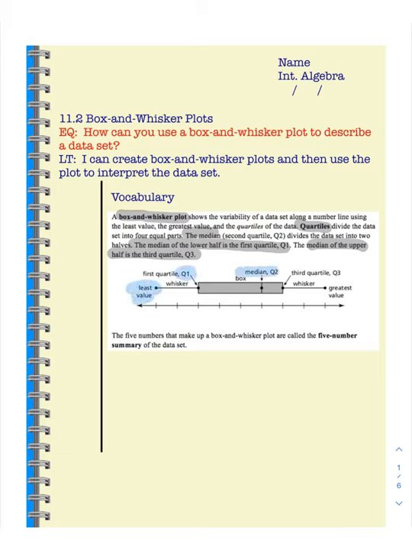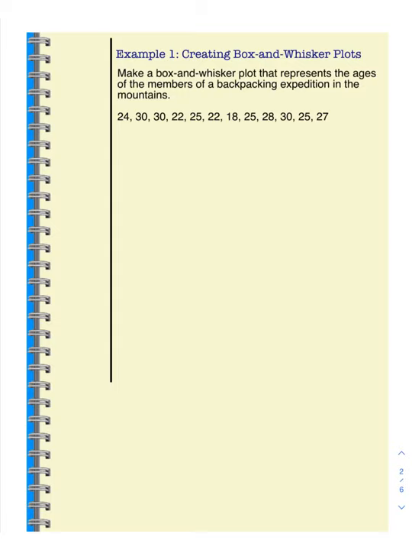Example 1 is to create a box and whisker plot. So we're going to make a box and whisker plot that represents the ages of the members of a backpacking expedition in the mountains. The ages are listed below. I think the most helpful thing to do when you're making a box and whisker plot is to list the data from least to greatest. That's going to help us find our 5 numbers and find the median a little faster. So I'll write the numbers from least to greatest. And it's also helpful to know how many numbers there are.